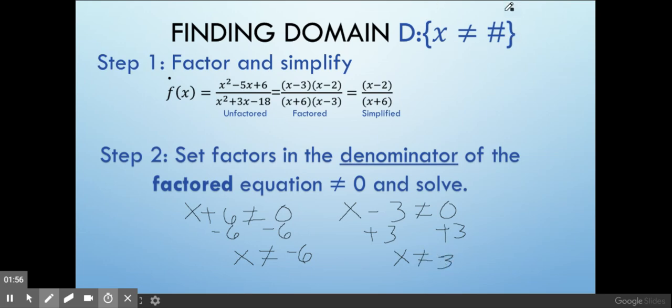And then we're going to write it in this final form. So D colon with the squiggly bracket. x does not equal negative 6, comma, positive 3. And that is how you find the domain of a rational function.